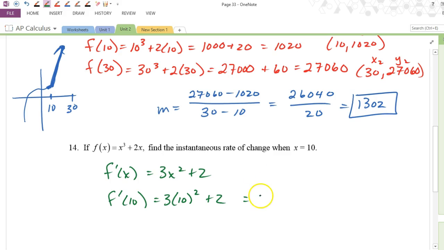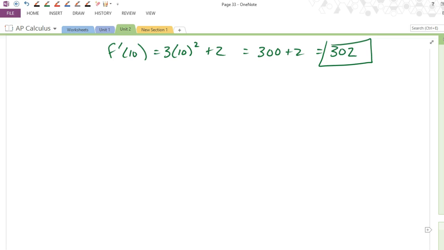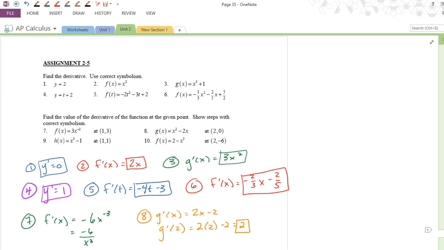So what is this, 300 plus 2, so 302. Anybody else get that? That would be like on my little graph right here. At 10, this tangent line is kind of like that. It's obviously not drawn to scale at all, but you kind of get the gist of it. All right, I think that's it, isn't it? You done?